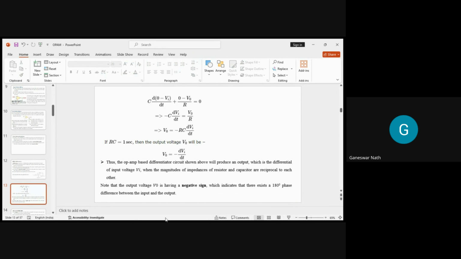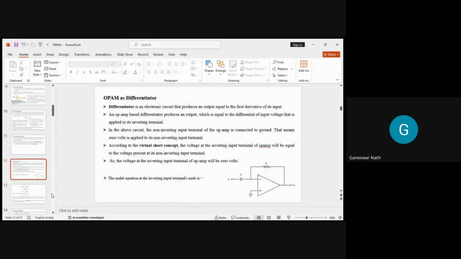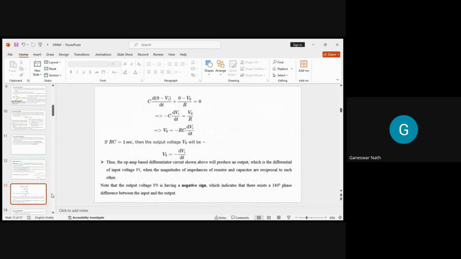Thus the op-amp based differentiator circuit shown will produce an output which is the differential of the input voltage Vi, when the magnitudes of the impedance of the resistor and the capacitor are reciprocal to each other. Note that this output voltage has a negative sign, which indicates that there exists a 180 degree phase difference between the input and the output signal. So this is the basic idea about a simple differentiator, one of the applications of the op-amp.